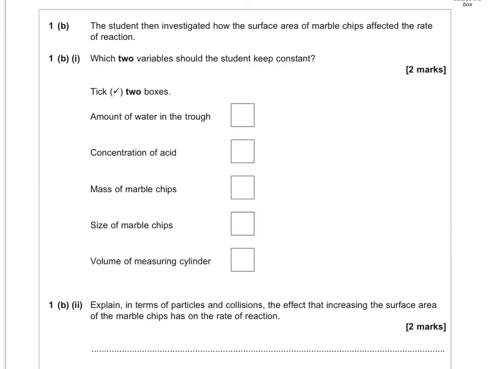Question 1b. The student then investigated how the surface area of marble chips affected the rate of reaction. Which 2 variables should the student keep constant? Okay, so here we are wanting to keep constant the concentration of the acid and also the mass of the marble chips that we use.